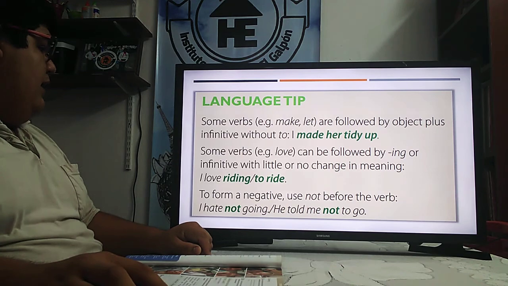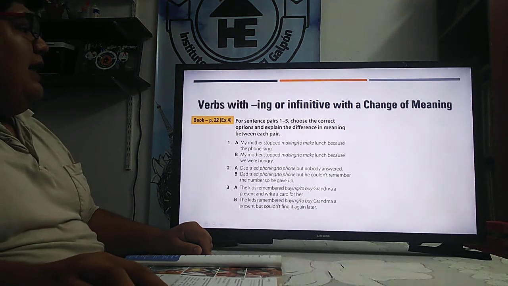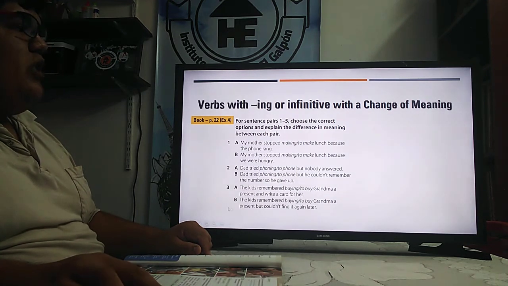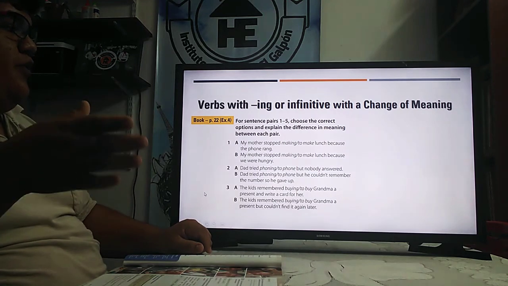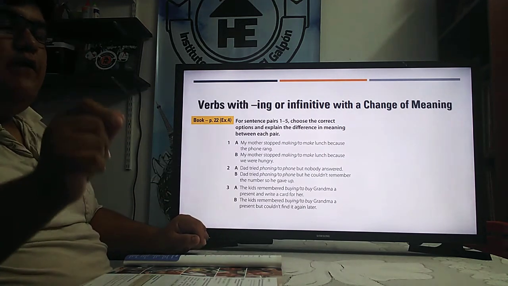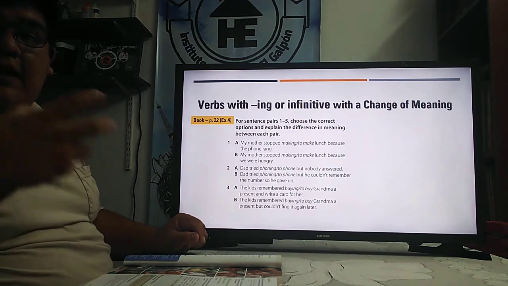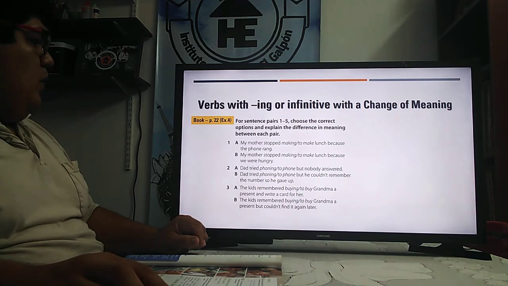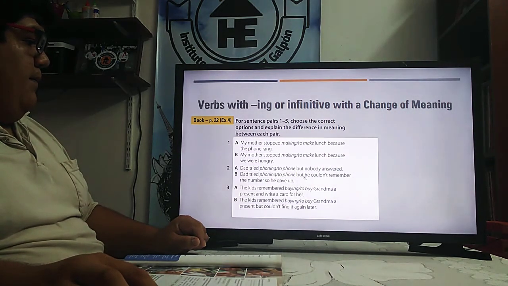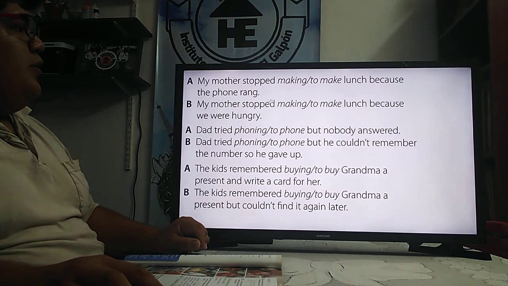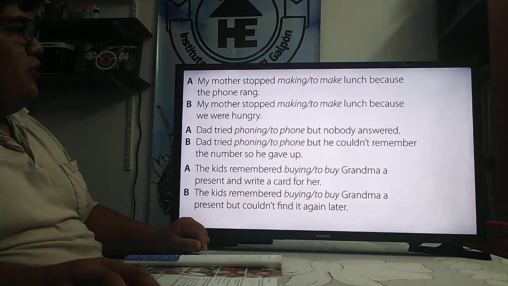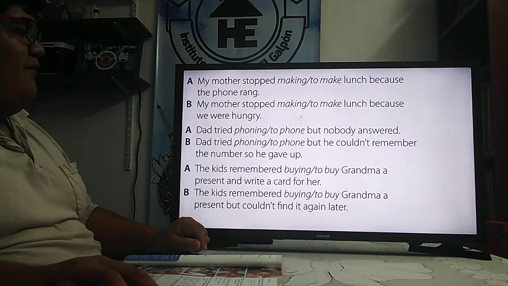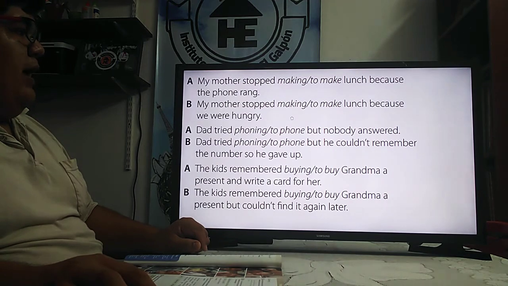And well, let's go on. Here you have, yes, to revise verbs with ing or with infinitive with a change of meaning. Remember that some verbs admit either to infinitive or an ing, but there is a change in their meaning, okay? Let me make it quite bigger, yes? Let's see. My mother stopped making or to make lunch because the phone rang. And my mother stopped making or to make lunch because we were hungry.